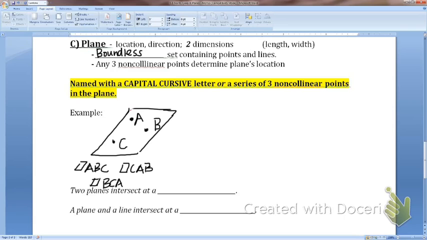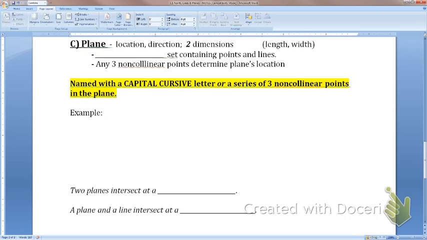Okay, another way we could label this is with a capital cursive letter. This is similar to when we did the line with a lowercase cursive. So I'm going to use a capital cursive L. And if you don't remember how to make an L, it's like this. Okay, that's how you make a cursive L. But it goes kind of by the edge of the plane. So then I could just say that this is also plane L. Remember, it is not a point that goes on the plane, it is just the plane itself.